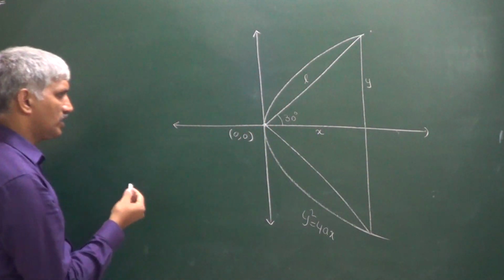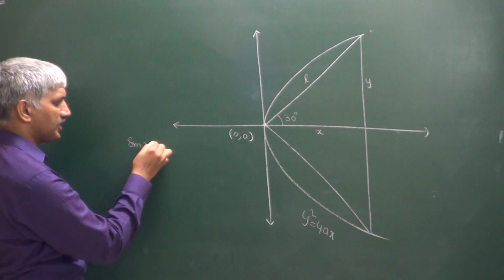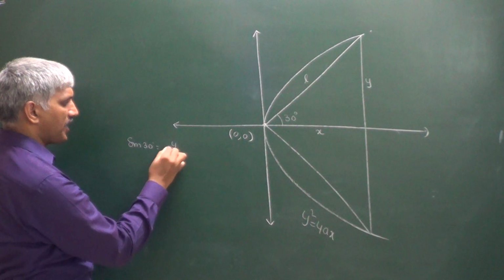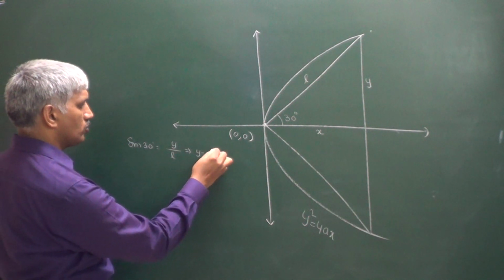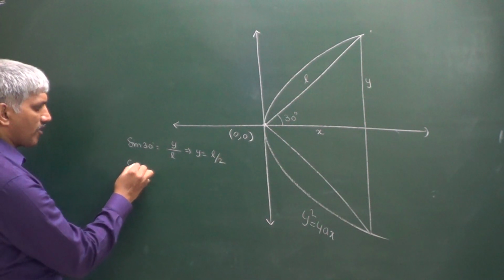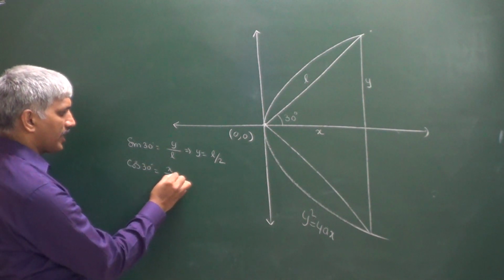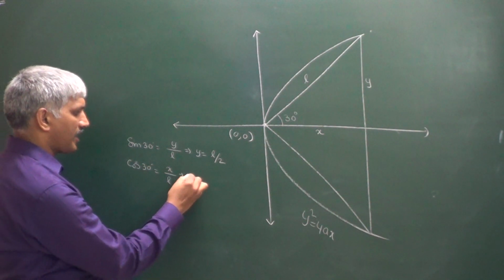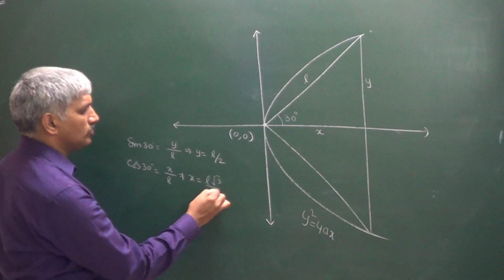Tell me from the diagram, what is sine 30? Sine 30 degrees is equal to y divided by L. Therefore, we are getting y is equal to L divided by 2. From the same diagram, I can write cos 30 degrees is equal to x divided by L. So from that I can write x is equal to L into root 3 by 2.